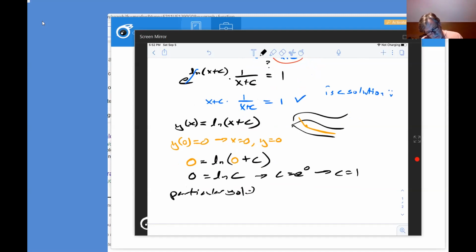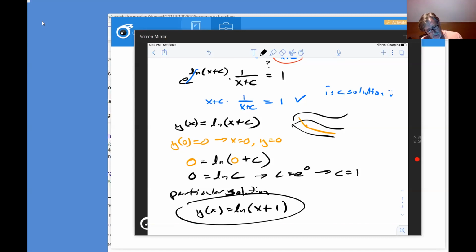So, okay, our particular solution then, you put it all together to make your instructor happy. You just go, oh, it is y of x is equal to the natural log of x plus, and you found C to be 1. So there's your particular solution. Here's your general solution. Let's write it down. This is the general solution.